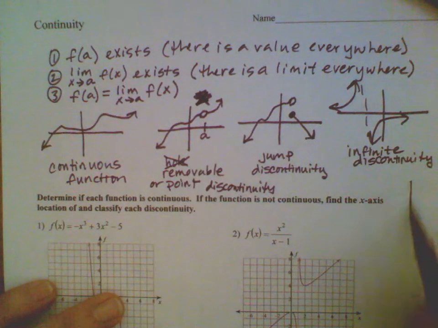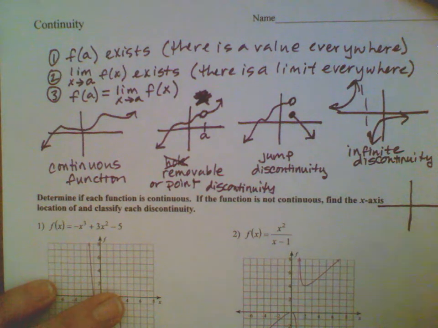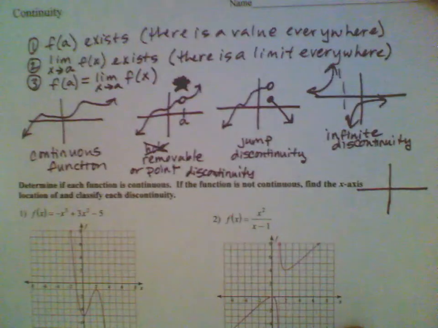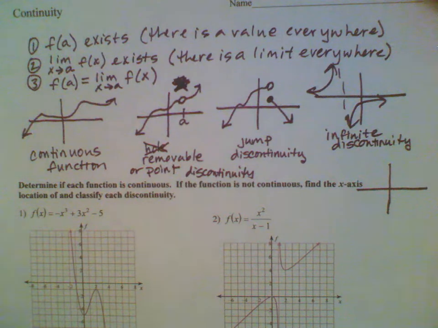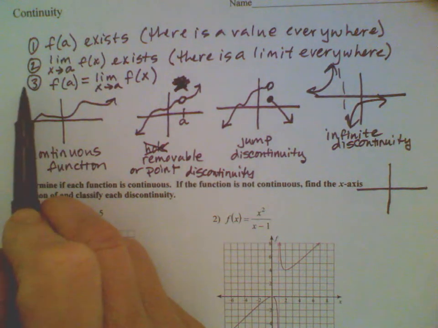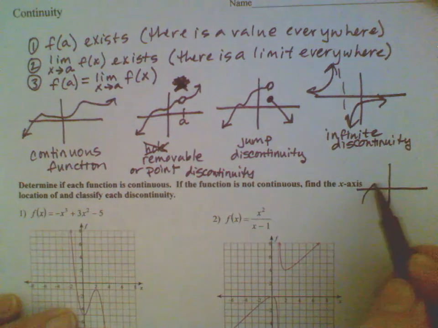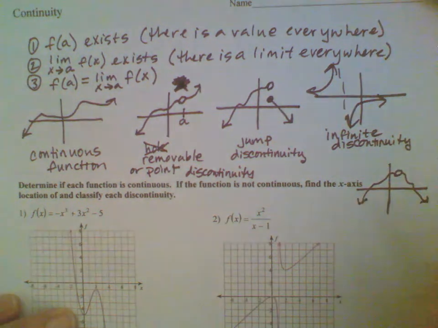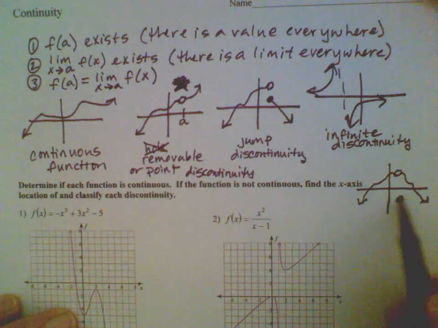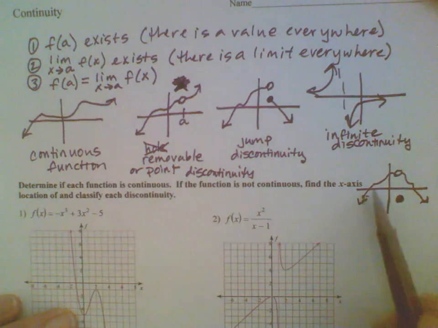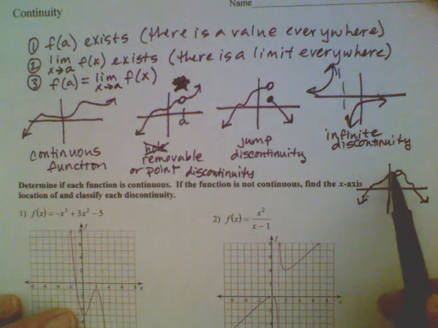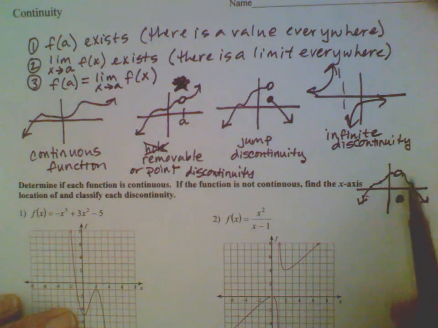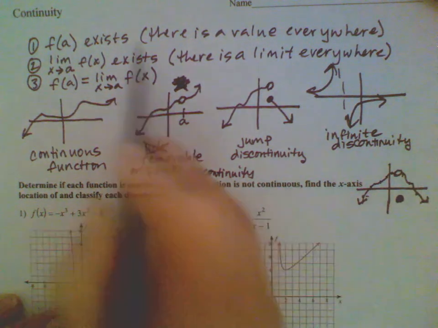There are instances where, I'm going to draw one last picture, where I can have a limit everywhere and a value everywhere, but the third thing fails, and that means they don't exist. And so that's when I have this situation where maybe I have another function where it's got this hole, but then we fill it in with a point. So I have a value everywhere.